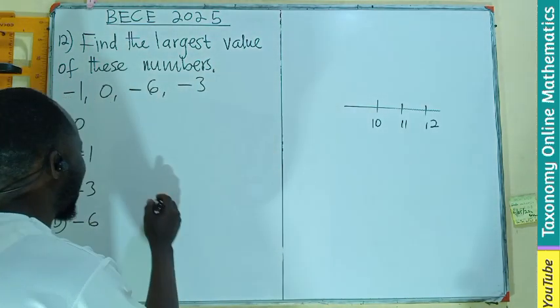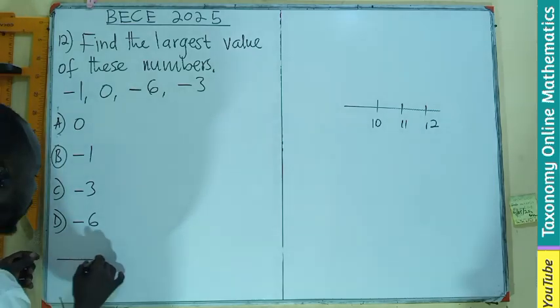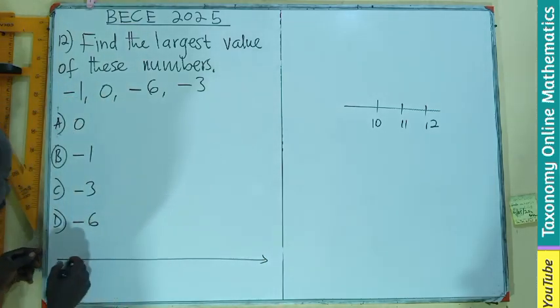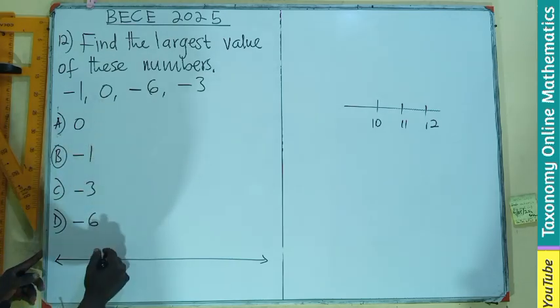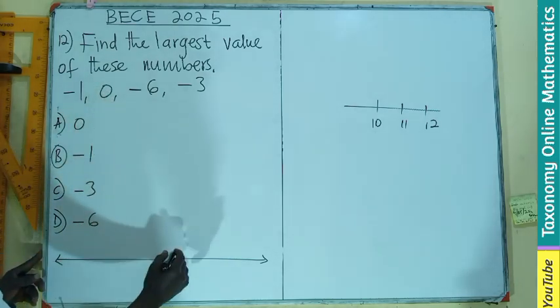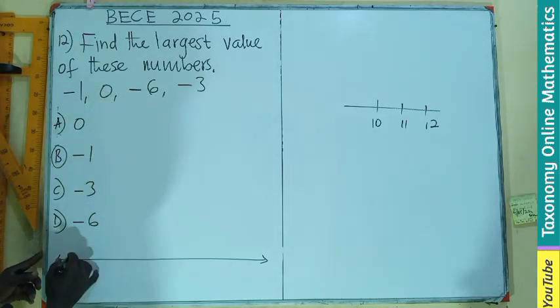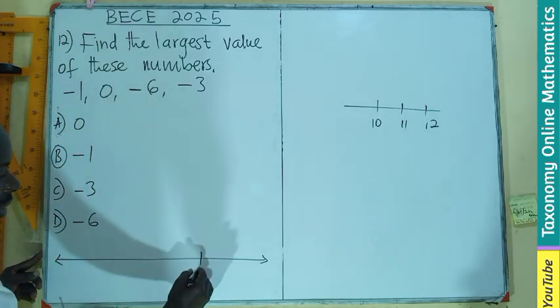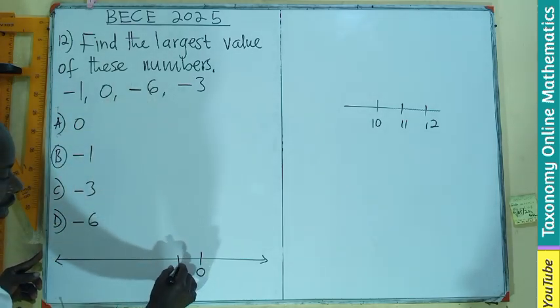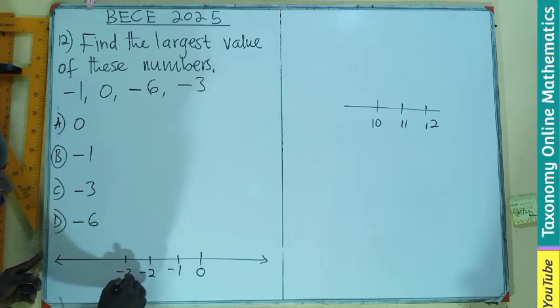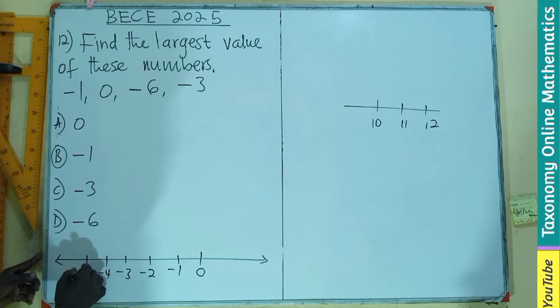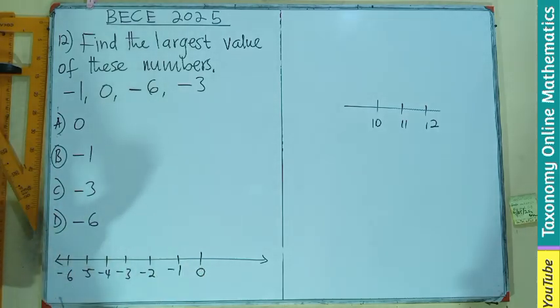So if I draw a number line for these numbers given to me, I am going to remember that there is a stoppage point here. Let me start from the corner. If I start from here, 0, I should have -1, -2, -3, -4, -5, -6. These are the numbers that you have.